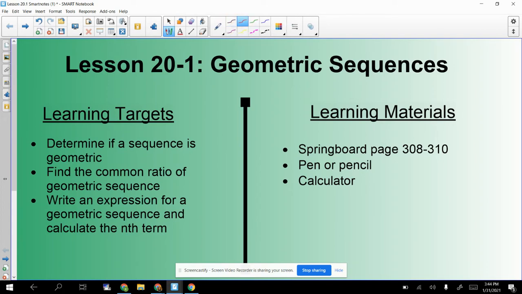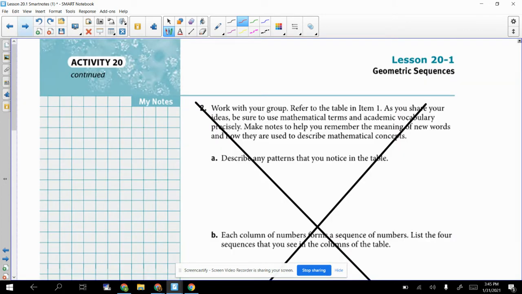And what we are going to do is determine if a sequence is geometric, just like we talked about with arithmetic sequences. Then we are going to find the common ratio, a little bit different than the common difference for arithmetic sequences. And then we're going to write an expression for a geometric sequence and calculate the nth term. So let's go ahead and get started.